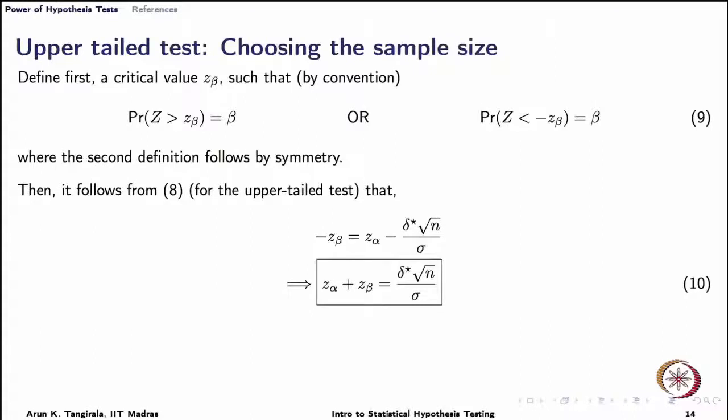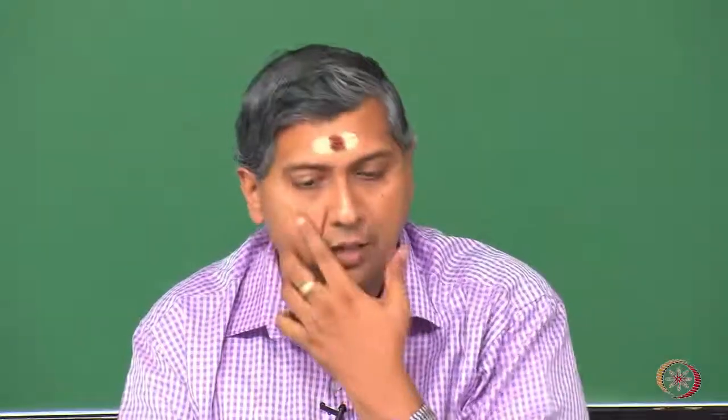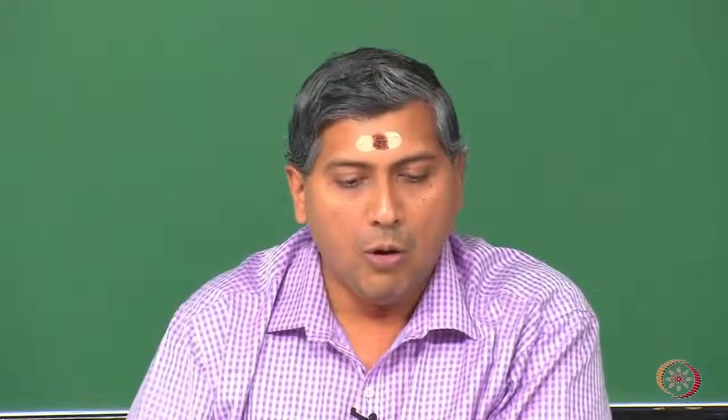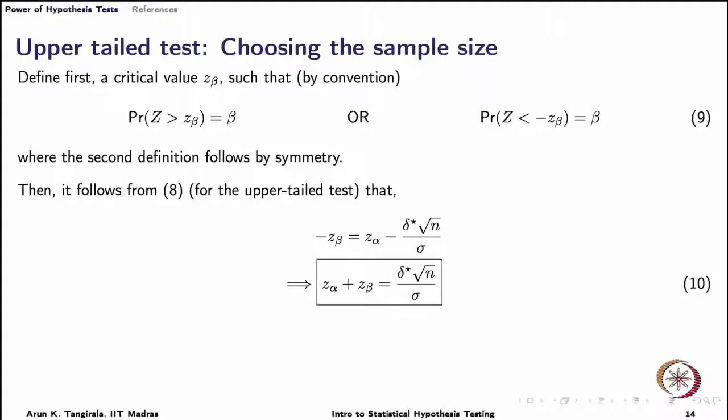So, we will define a critical value z beta in the same way as we did for z alpha. There we said z alpha is such that the probability of z greater than z alpha is alpha. Likewise, we shall define z beta such that the probability of z greater than z beta is beta, or by symmetry, the probability of z less than minus z beta is beta. So, both are equivalent. Now, for a given beta we can find z beta, because you can read that off from the standard Gaussian distribution chart or using R.